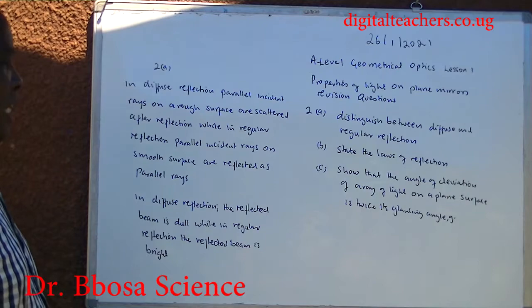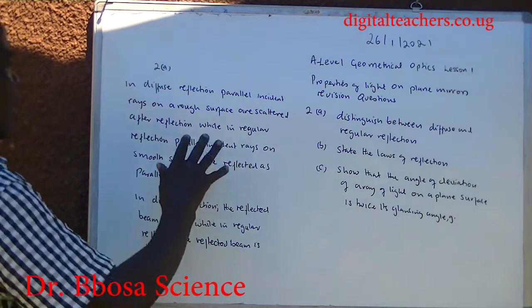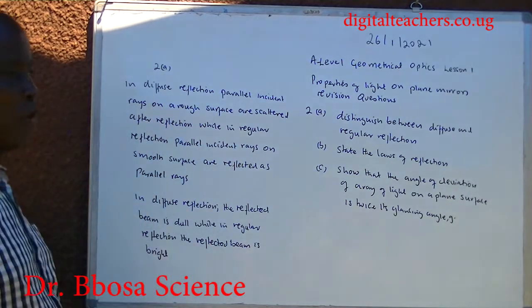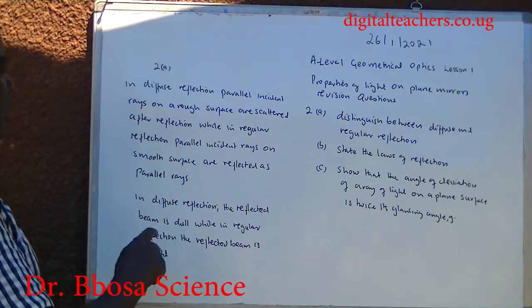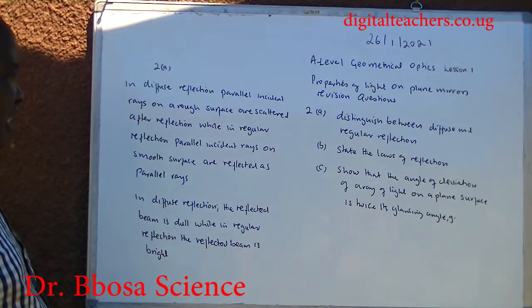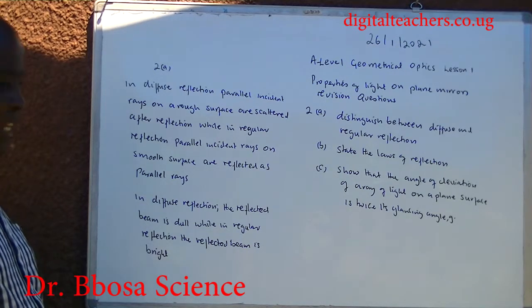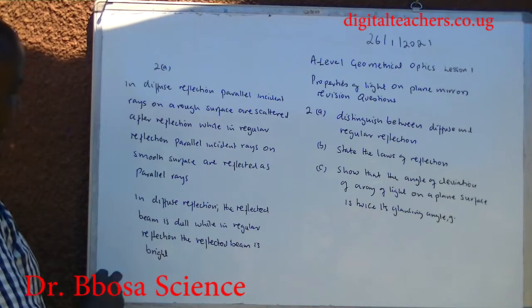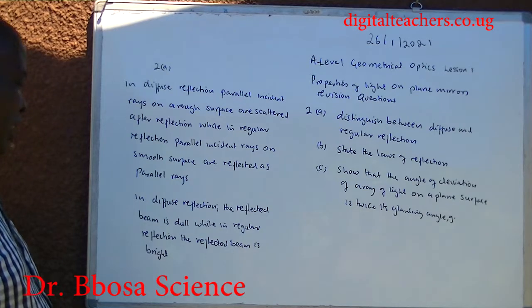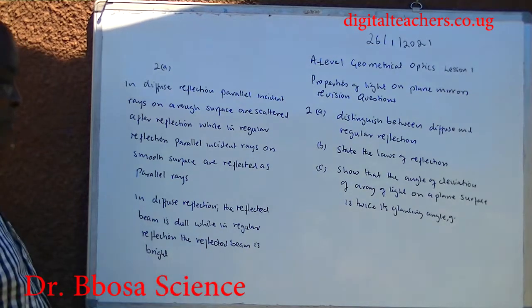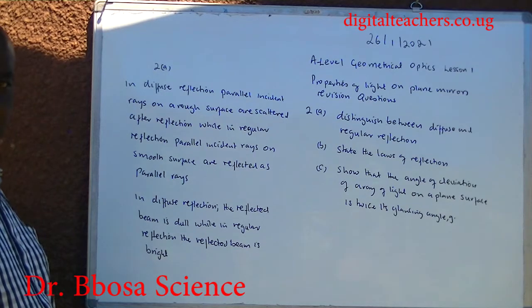2A. In a diffuse reflection, parallel incident rays on a rough surface are scattered after reflection, while in regular reflection, parallel incident rays on a smooth surface are reflected as parallel rays. In a diffuse reflection, the reflected beam is dull, while in regular reflection, the reflected beam is bright.